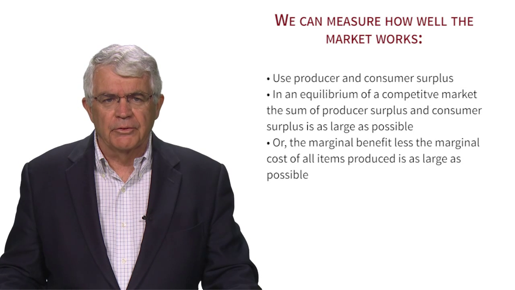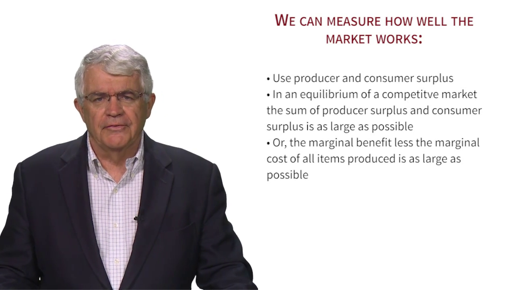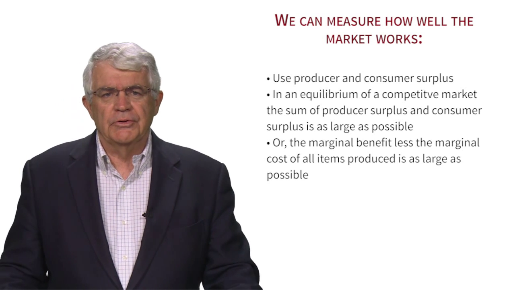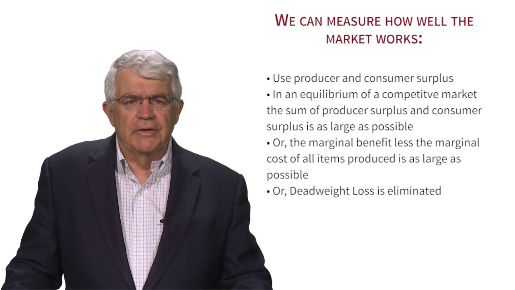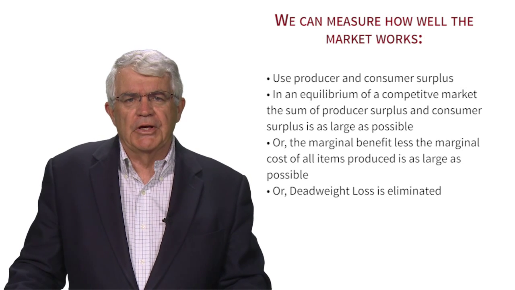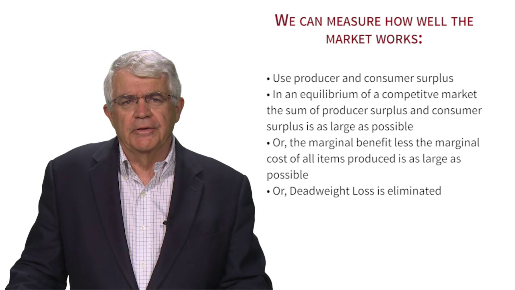We're going to derive that. We're going to show that's the case. Another way to say it, as we'll see, is the marginal benefit less the marginal cost of all the items produced is as large as possible. And finally, the third way to put this, as we'll say, is that in a market the deadweight loss is eliminated if that market is competitive. Now let's do some pictures to show this.